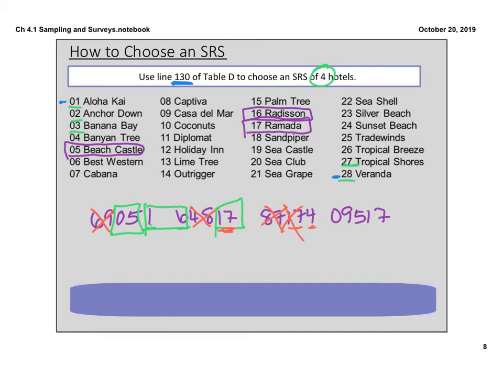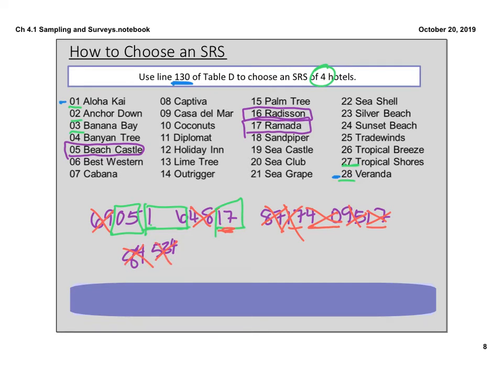09517. So I still need one more, right? I have 3. Yep, okay. So this 4 and the 0 are out. 95 is out. And look, hey, there's 17 again, out. I'm going to keep going. The next one is 8453. 84, 53, and 4. So this is out, this is out. I need to go to the next one.